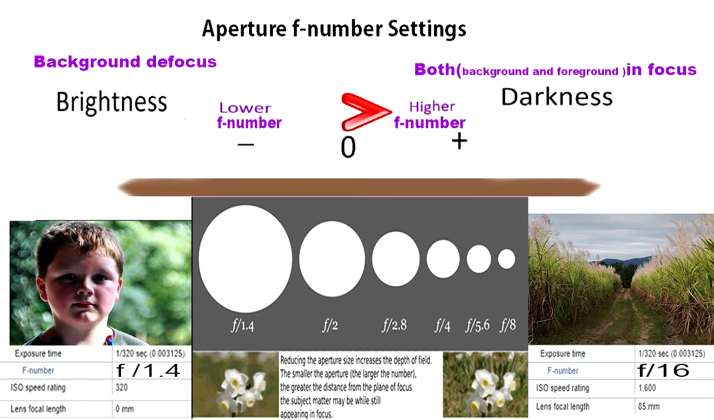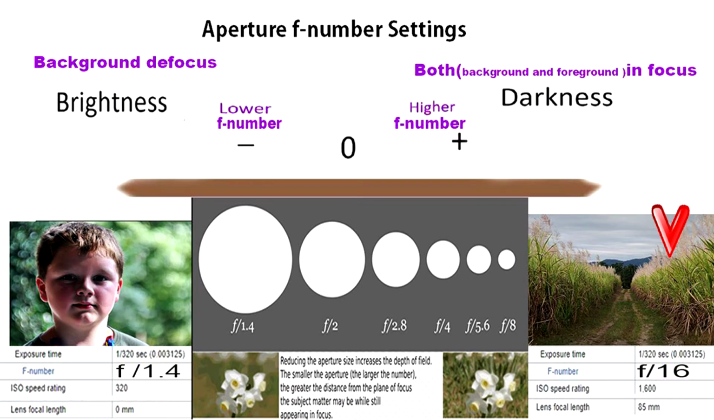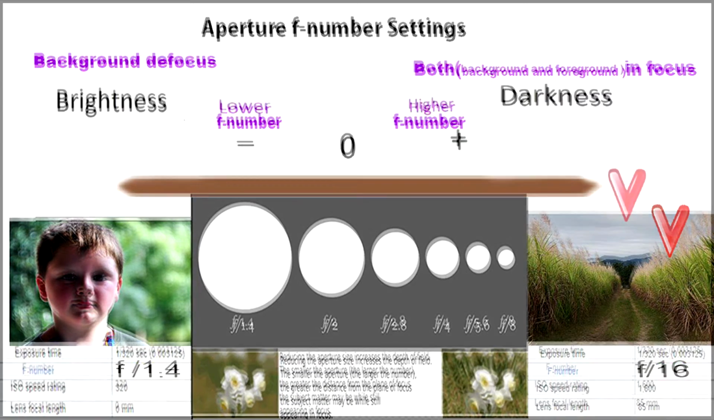Small opening means high f-stop number, which gives a dark picture with large depth of field, means both are in focus, subject and background, if there is a difference between subject and background.